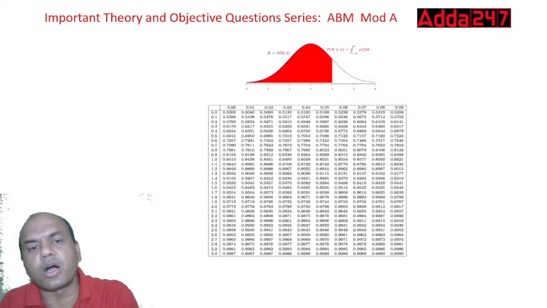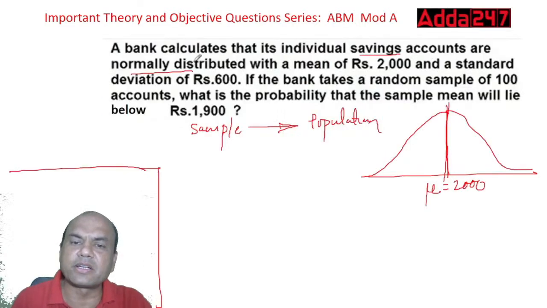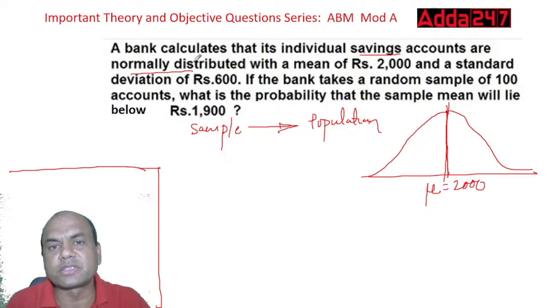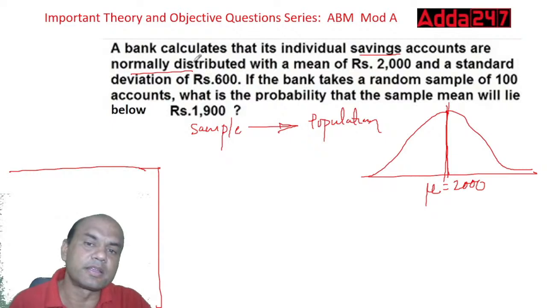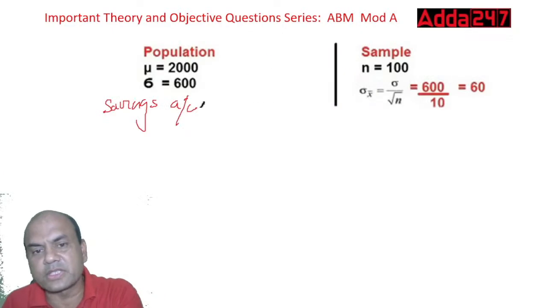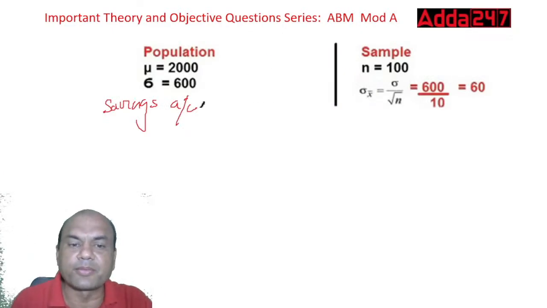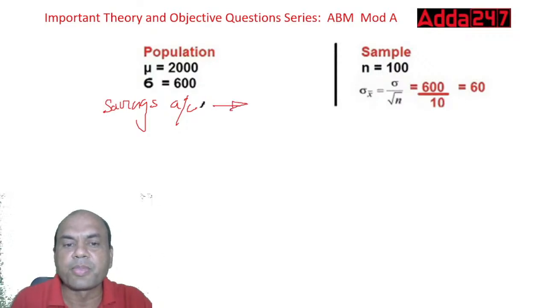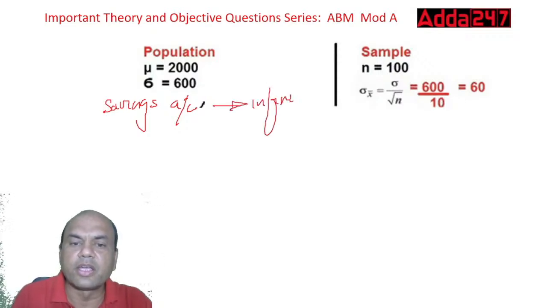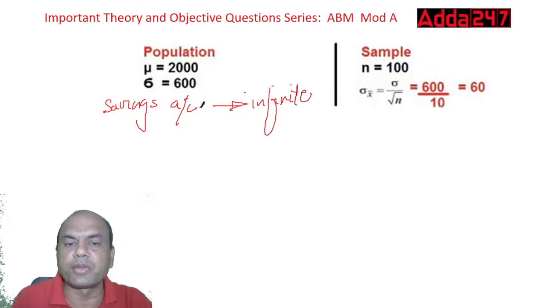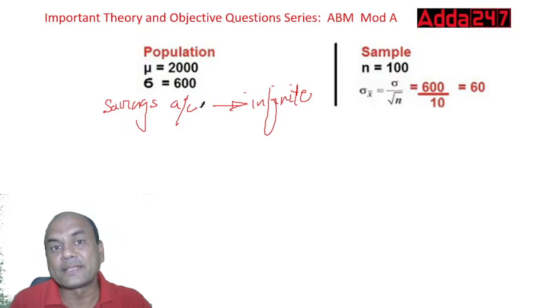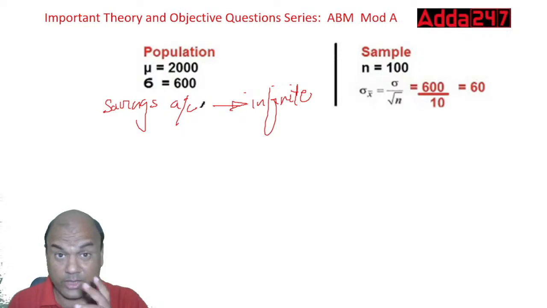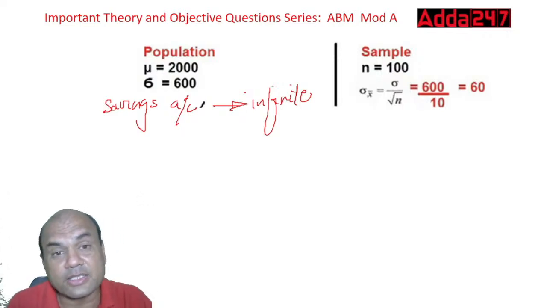Now, do you know how many savings accounts there are? Have they mentioned it, like 1 lakh savings accounts, 50,000 savings accounts, something like this? Nothing has been mentioned. So it means this becomes an infinite population. Got it? Now, as it becomes an infinite population, the formula for standard error changes.